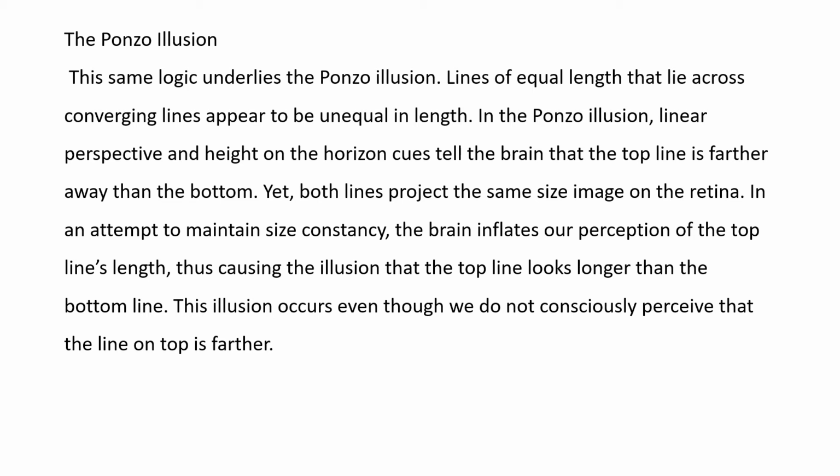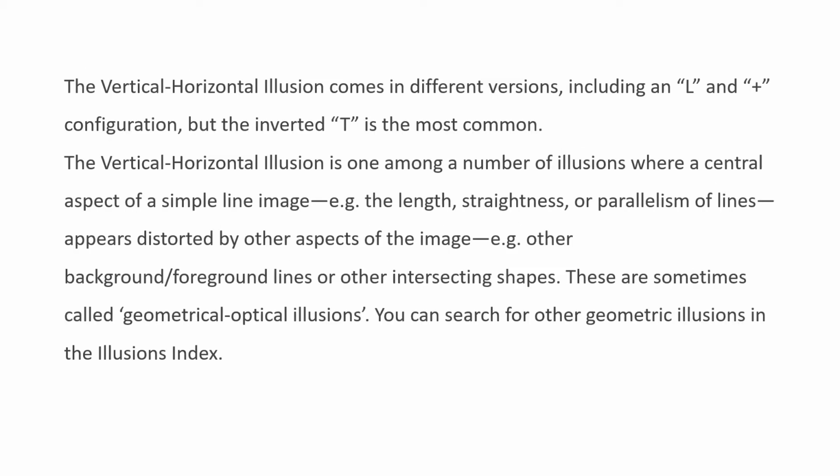See, the simple form of the Ponzo illusion consists of two gradually converging lines that give the impression of increase in depth in between the two crosswise parallel lines. The vertical or horizontal illusion comes in different versions including L and plus configurations, but inverted T is the most common. The vertical illusion is one among a number of illusions where a central aspect of a simple line image, for example, the line straightness and parallelism of lines, appears to be distorted by the other aspects of the image.